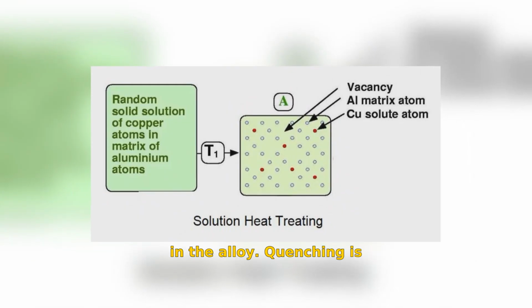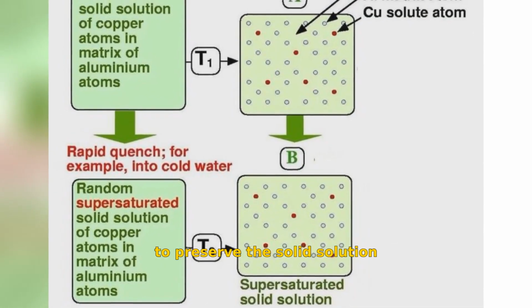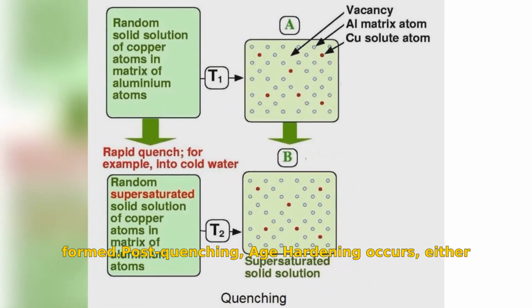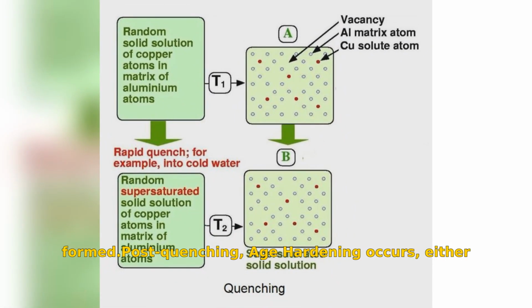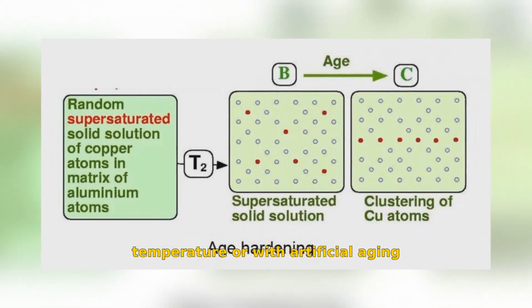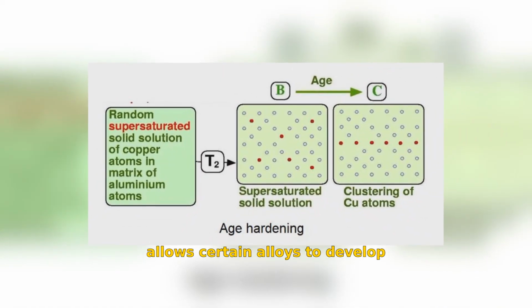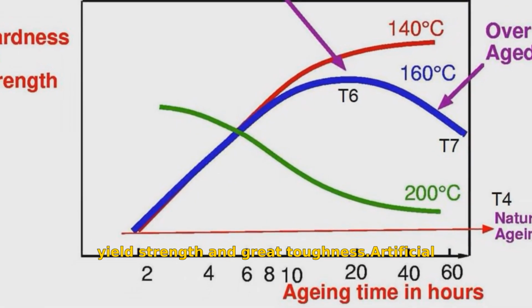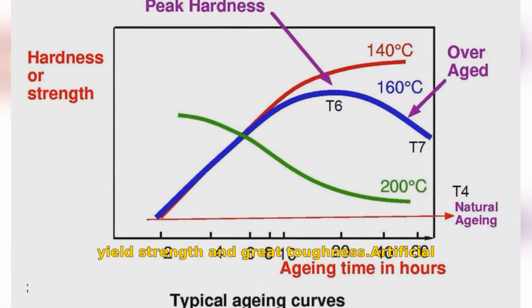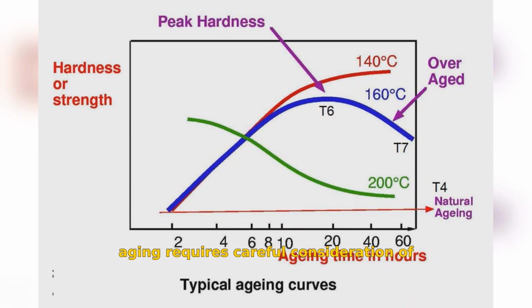in the alloy. Quenching is the most critical step, where the alloy is rapidly cooled to preserve the solid solution formed. Post-quenching, age hardening occurs, either through natural aging at room temperature or with artificial aging at elevated temperatures. Natural aging allows certain alloys to develop high ratios of tensile to yield strength and great toughness. Artificial aging requires careful consideration of temperature and time to optimize specific properties, like tensile or yield strength.